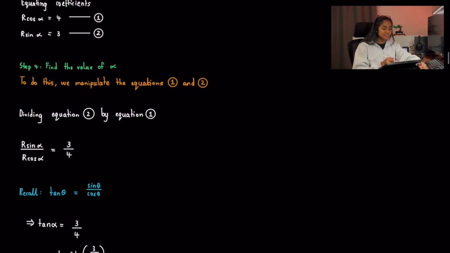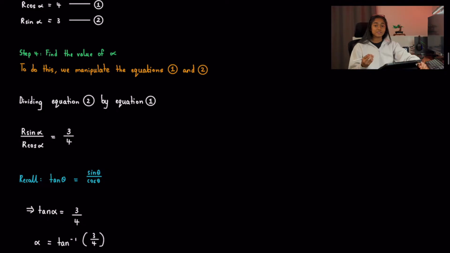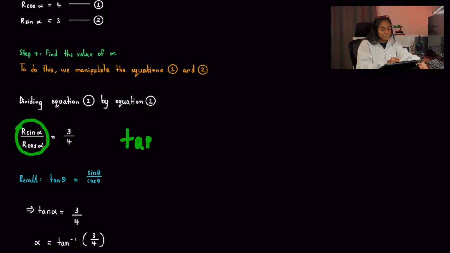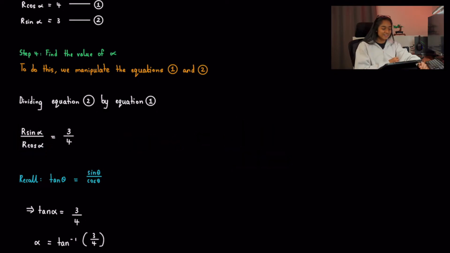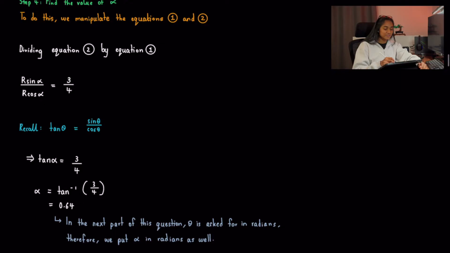So first we're going to find the value of alpha. And to do this, we have to manipulate the equations that we just made, equations 1 and 2. So we first divide equation 2 by equation 1 to find alpha. And we notice something pretty cool here. We know that tan alpha is equal to sine alpha over cos alpha. So you see how the identity was actually hidden right there, and we could use that to find alpha in general.